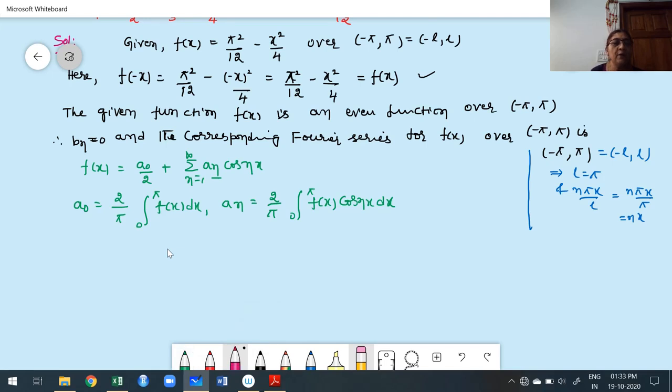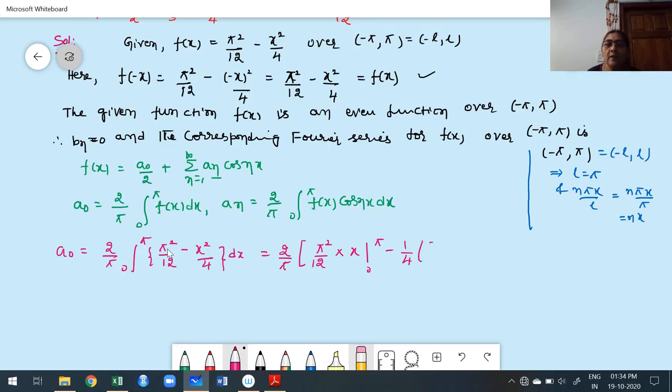Now I want to find out a naught. What's the formula? 2 by pi, 0 to pi. What is my function here? Pi square by 12 minus x square by 4 with respect to x. Now 2 by pi, and pi square by 12 is a constant. Integration of 1 with respect to x is x, from 0 to pi. Minus 1 by 4 is a constant. What is the integration of x square? It is x cube by 3. What's the limit here? 0 to pi.